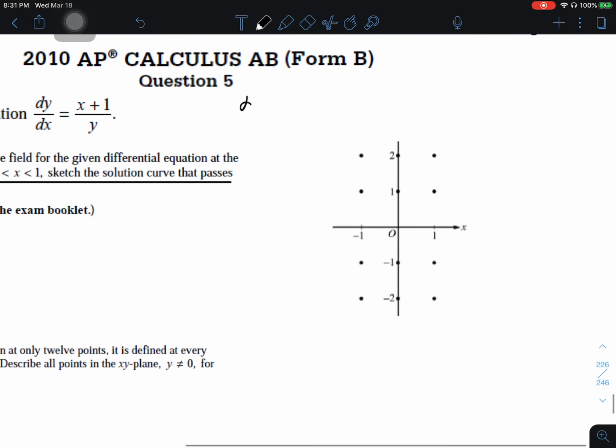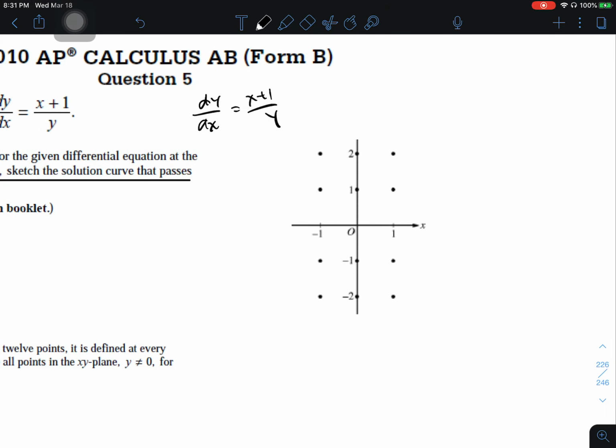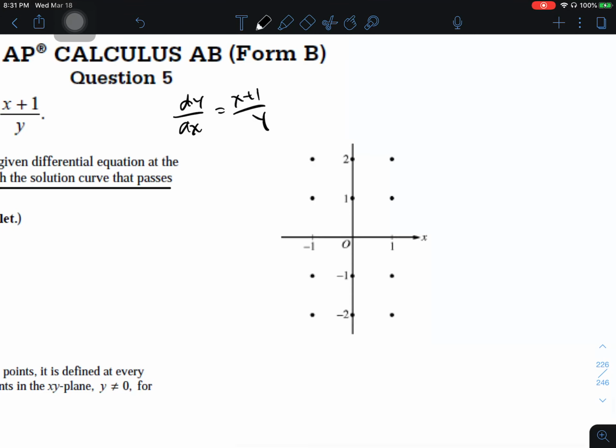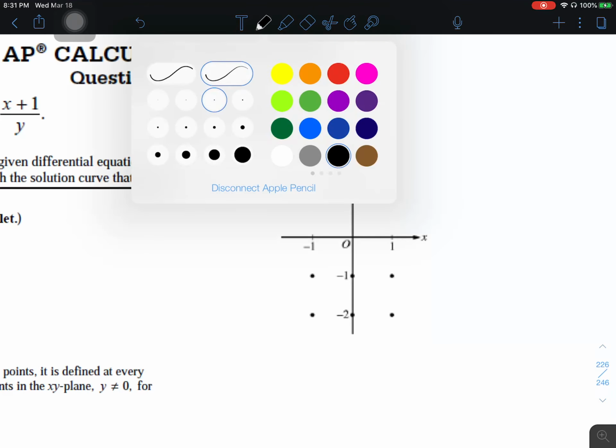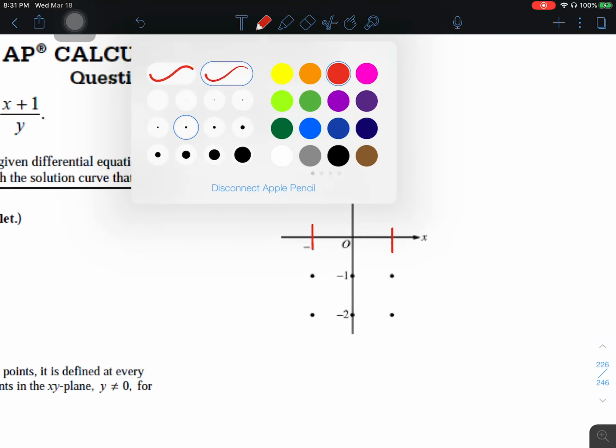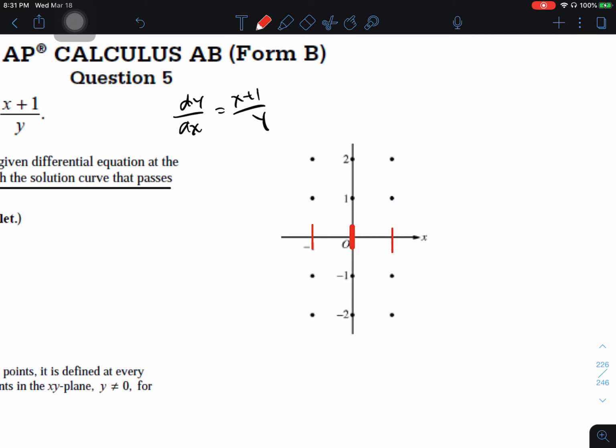So we have dy over dx is x plus 1 over y. So I'm going to first figure out any time that y is 0. It doesn't matter what the top is, this is going to be undefined. So y is 0. If it's undefined, it means it's going to be vertical. So we got 3 of those done.